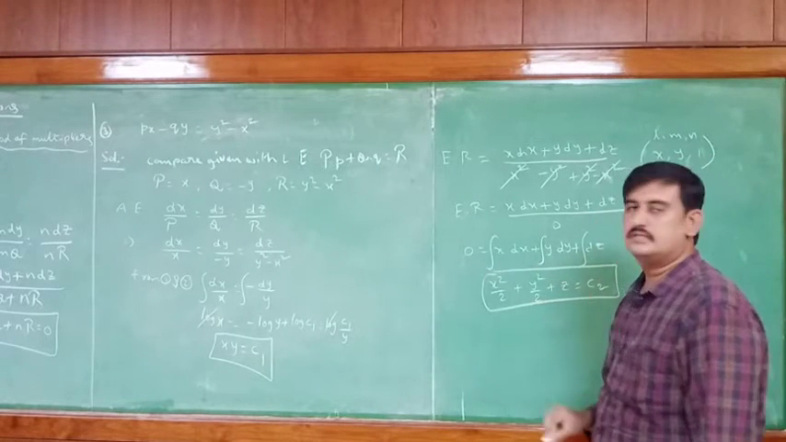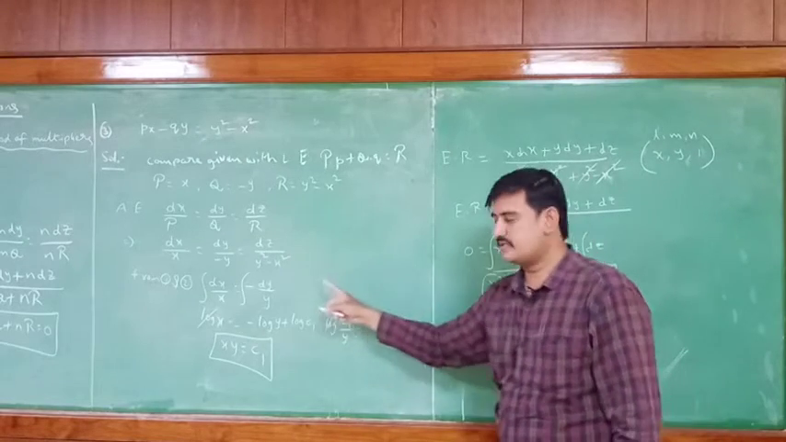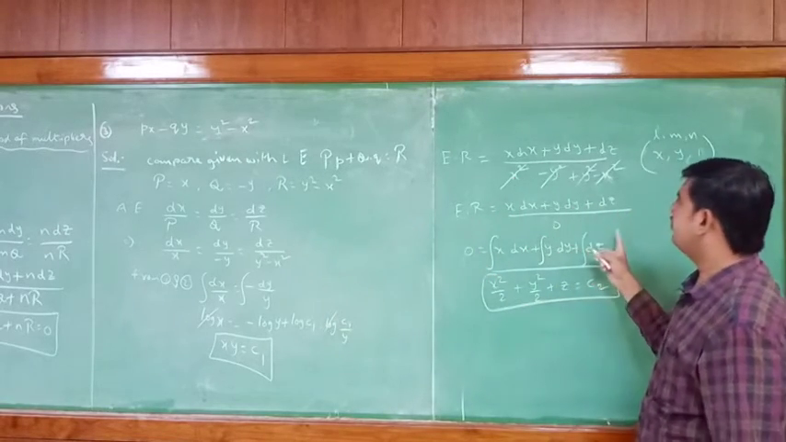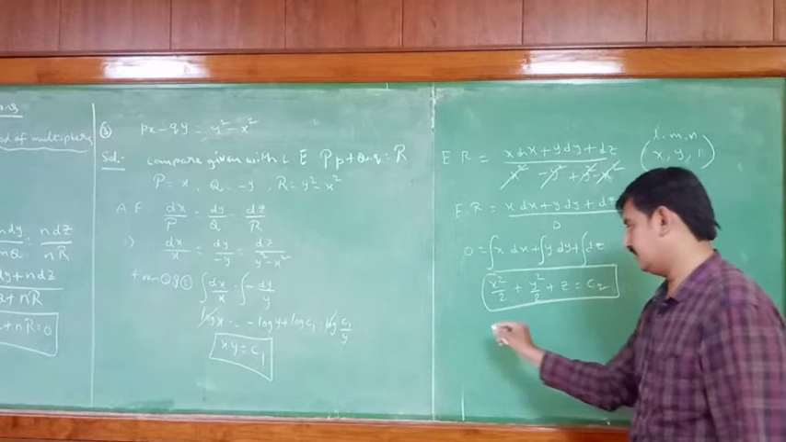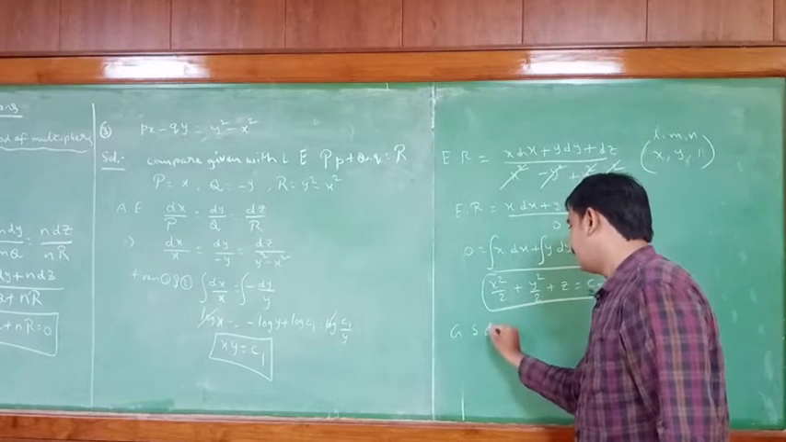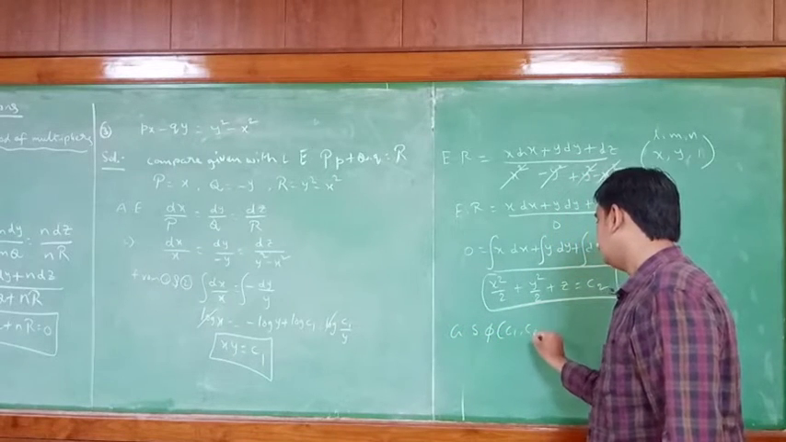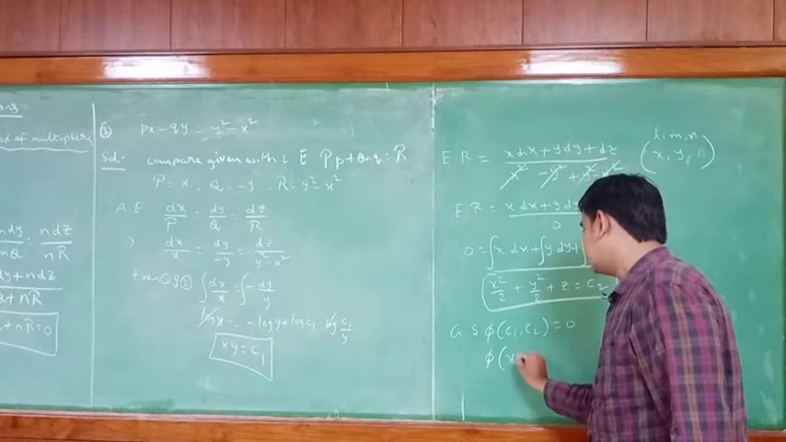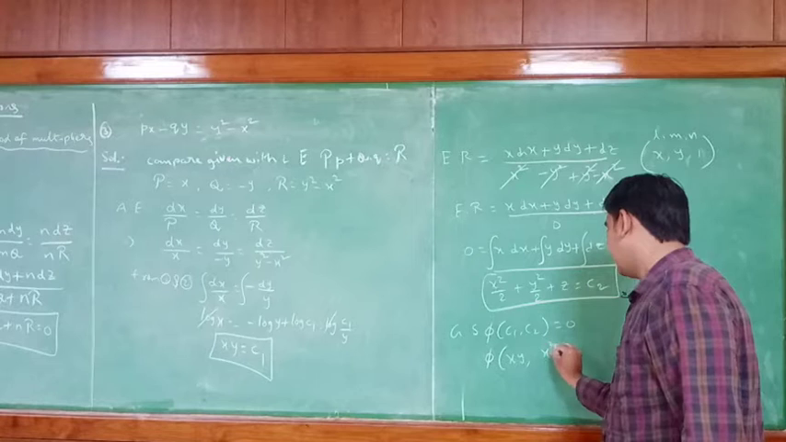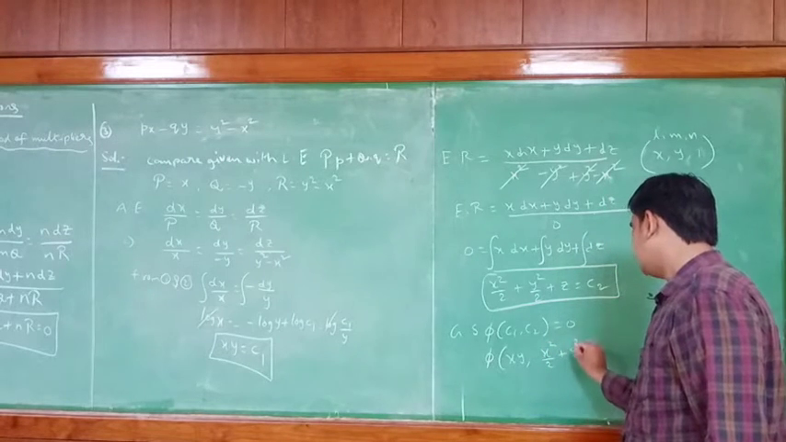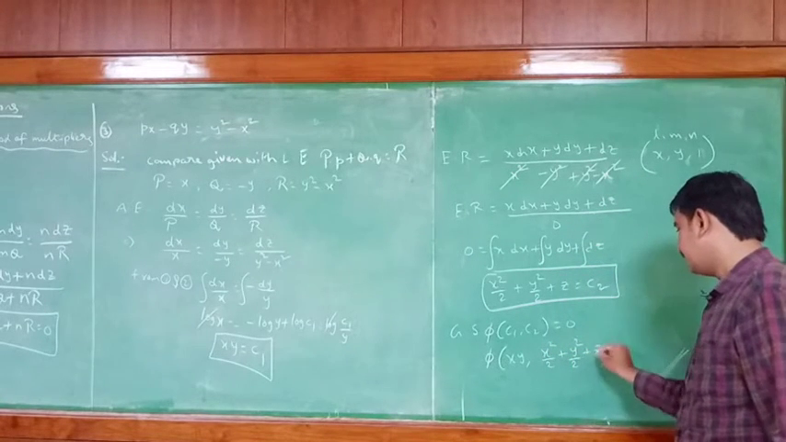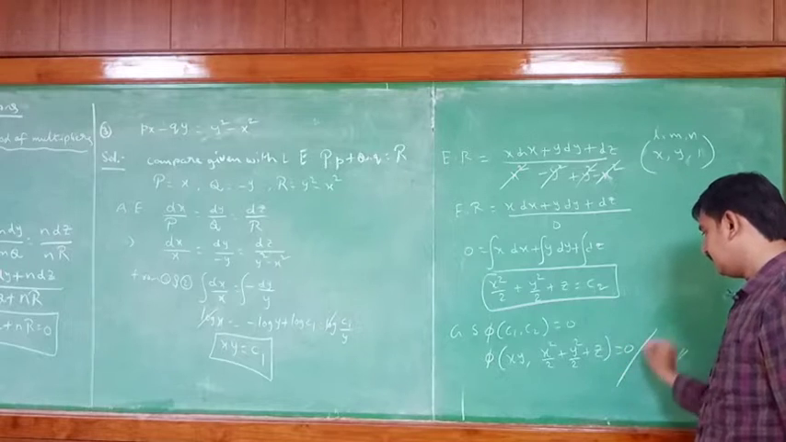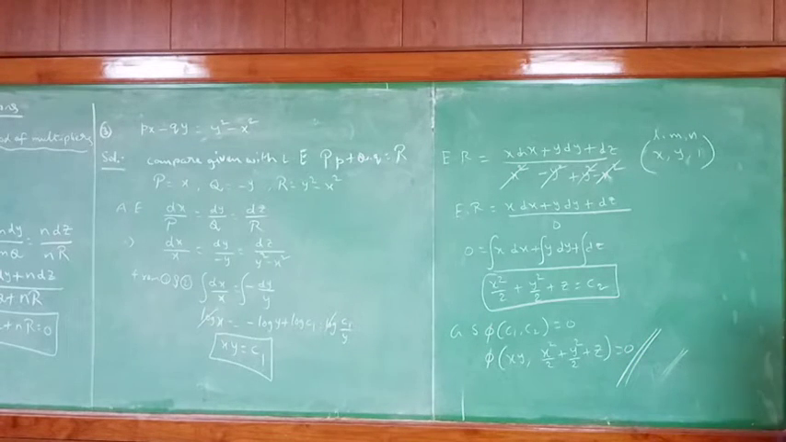Right? You got C2. So the first one we obtained using method of grouping, the second one we obtained using method of multipliers. So therefore the general solution phi of C1 comma C2 is equal to 0. Phi of, what is my C1? xy. What is my C2? x square by 2 plus y square by 2 plus z, equal to 0. That's it. Okay.